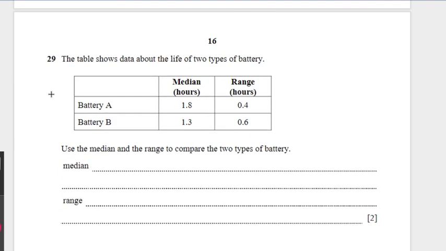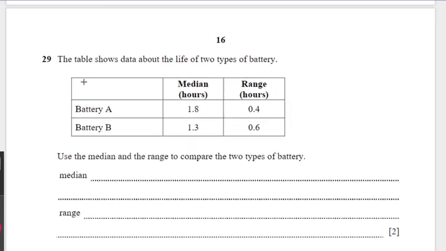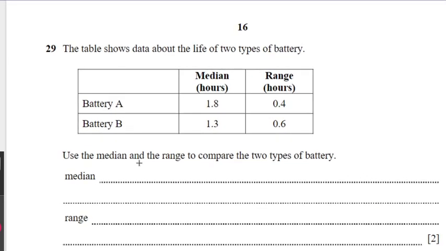Good. All right, the table shows the data about the life of 2 types of battery. We have battery A here, and we also have battery B. Use the median and the range to compare the 2 types of battery. All right, so this is about their life, how long it can last. Battery A here, if you compare the median, it's 1.8. Battery B here, 1.3. So what we can say here is battery A can last longer than battery B, if you compare the median, because this one is more, isn't it?